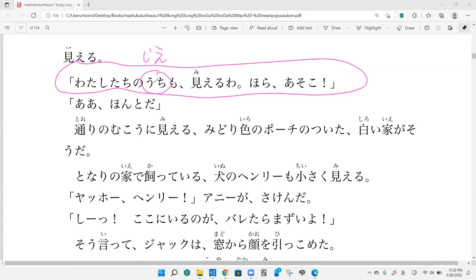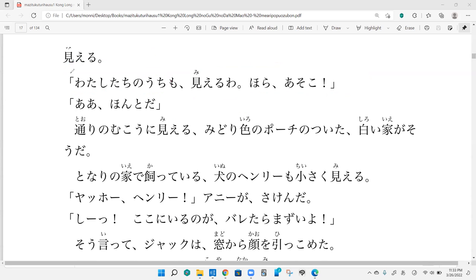You remember what 家 meant? Dwelling. Yep. 家 means house. So, you could say uchi means home in this case versus house. Maybe. So, 私たちのうちも見えるわ。わ is just a feminine marker, basically. That's why I knew this was Annie. I scanned this. I was like, who's talking? Wow, Jack would never say that.